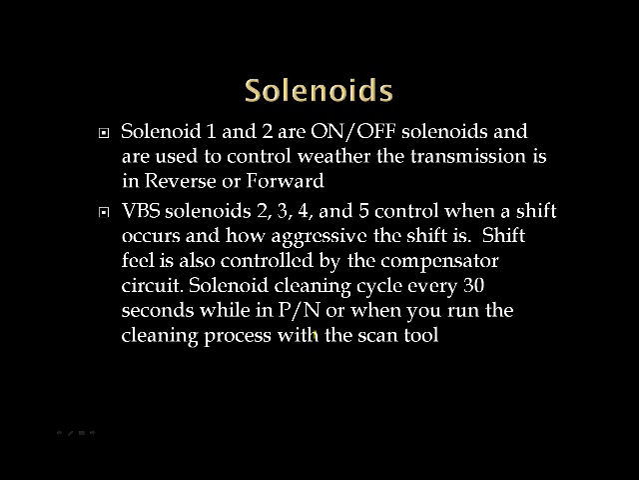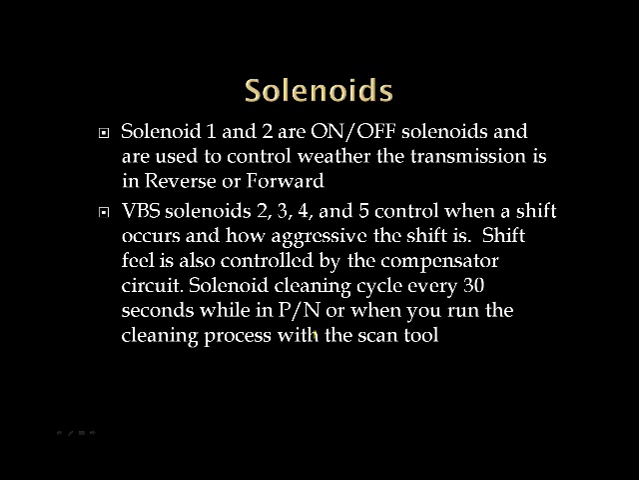The on and off solenoids are used strictly to control which direction the transmission moves. So we have one solenoid that controls it moving forward, and one solenoid that controls it moving backward. Your variable bleed solenoids, as you can see, control how aggressive the shift is going to be, as well as which shift you're going to get. So we turn on and off different solenoids to control which shift, and we control their duty cycle to control how aggressive the shift actually is.